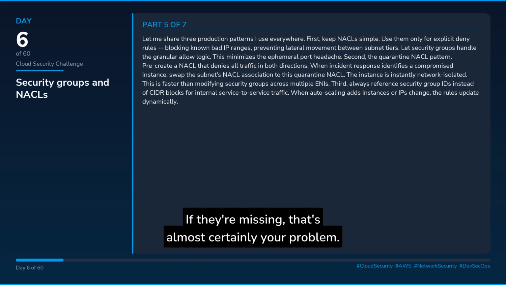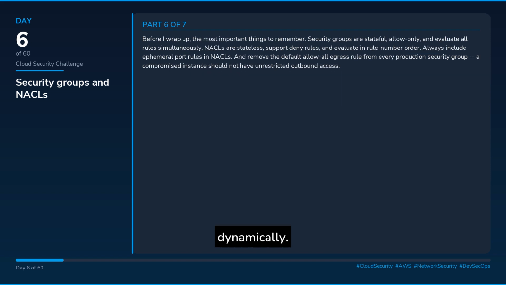Before I wrap up, the most important things to remember. Security groups are stateful, allow only, and evaluate all rules simultaneously. NACLs are stateless, support deny rules, and evaluate in rule number order. Always include ephemeral port rules in NACLs. And remove the default allow all egress rule from every production security group. A compromised instance should not have unrestricted outbound access.